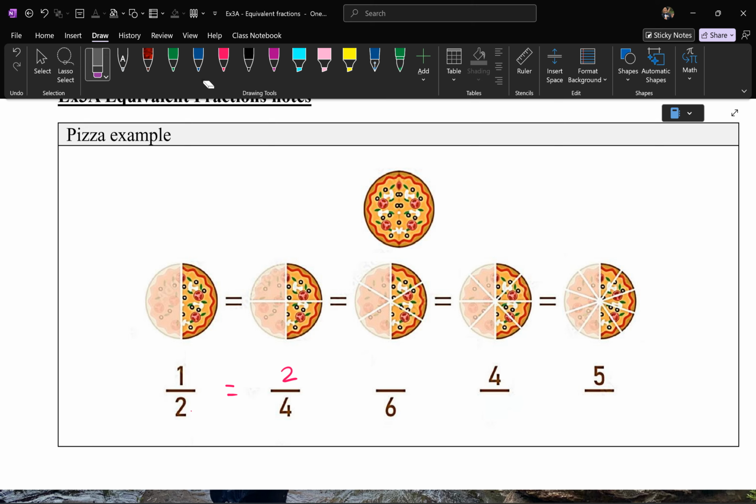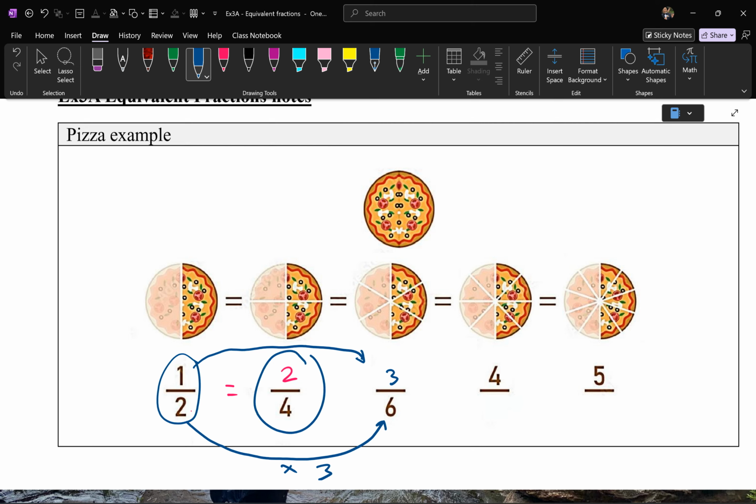And then in primary school, you might have had another scenario. You might say, well, what about 2 to get to 6? 2 times what will give you 6? Yes, Ava again. 3. But whatever you do to the bottom, you must do to the top. So then you say, well, 1 times 3 gives you 3. So apparently as well, not only is 1 over 2 the same as 2 over 4, but apparently it's also the same as 3 over 6.